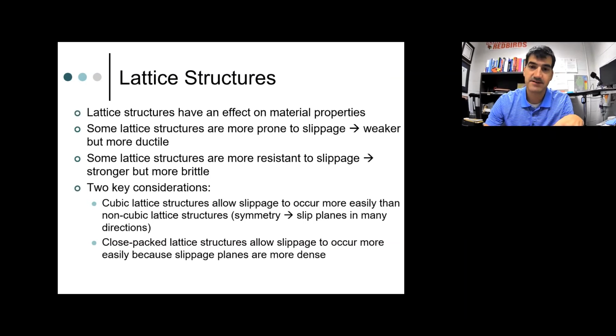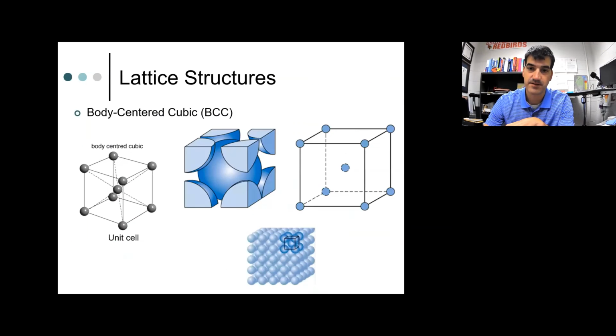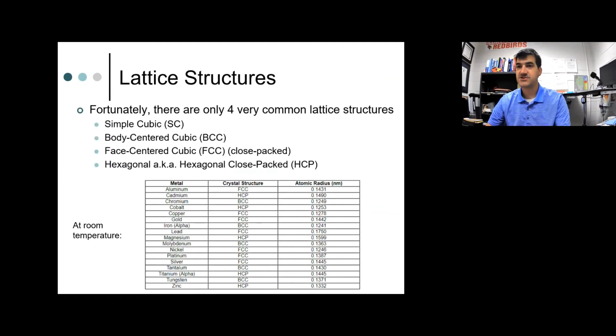Let me go back about 6 or 7 slides here to our table, and let's check this out. Copper, let's look for copper. Copper is right here. Hey, it's an FCC lattice structure. Gold, gold right here. Hey, it's an FCC lattice structure. Silver down here. Hey, it's an FCC lattice structure. How about platinum? Platinum's also used for jewelry a lot. Platinum is also an FCC lattice structure.